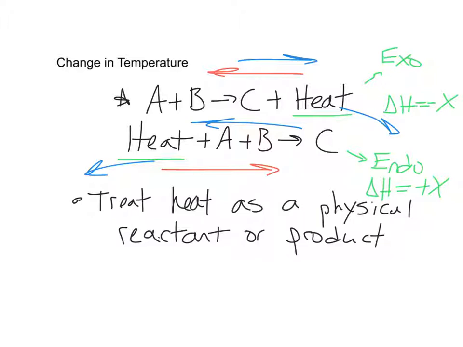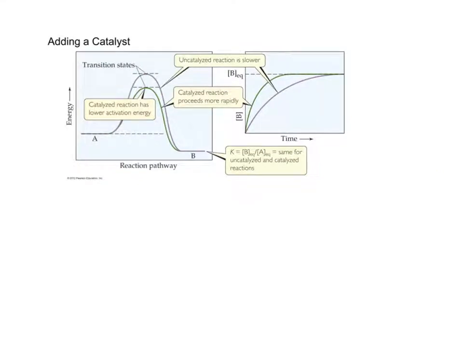So you need to know, first of all, where's the heat? Is it a reactant or product? And then decide, is the heat forcing the reaction left or right, depending on where the heat is placed in the system at equilibrium. Now finally, how does a catalyst affect a system at equilibrium?